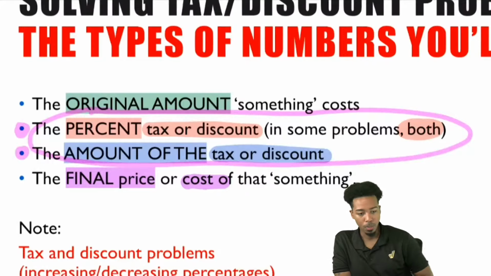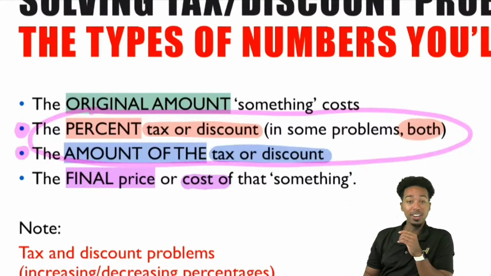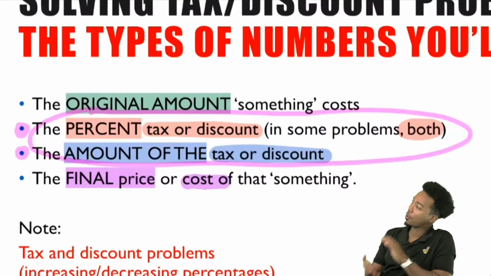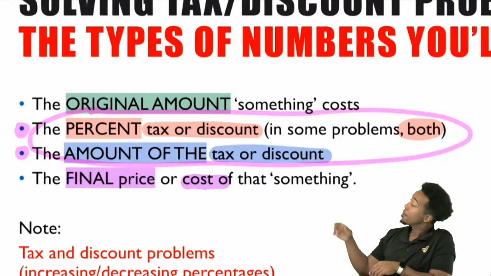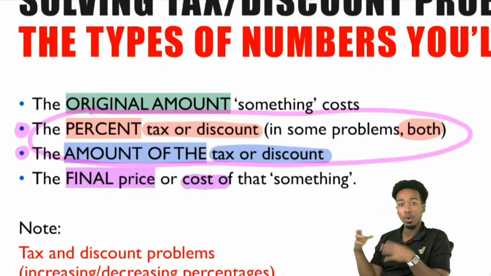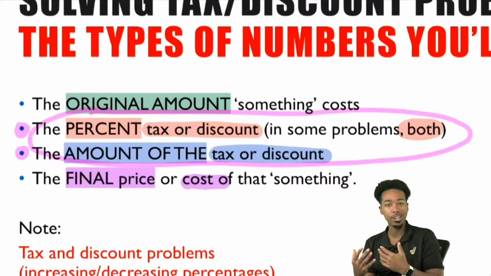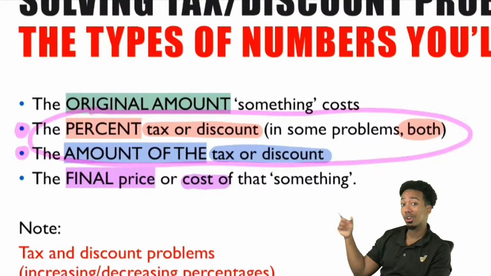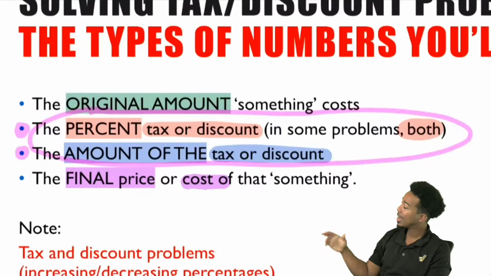Cool. So one more time, screenshot. Sounds good. Boom. All right, cool. So let's go ahead and chat about it one more time here. Four things. Write these down. There's going to be an original amount. There's going to be the percent that represents the change, the tax or the discount. There's going to be a percent associated in there. There's going to be an amount associated with that percent. And lastly, the final price. Okay? Lastly, it's going to be the final price.